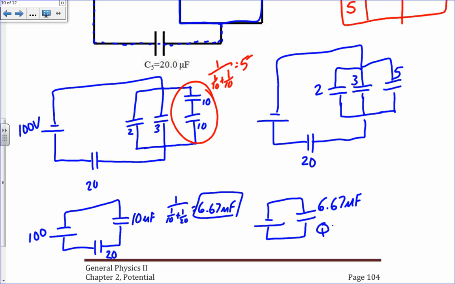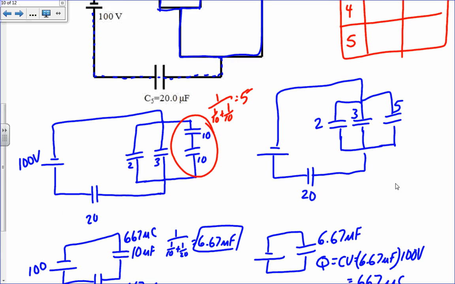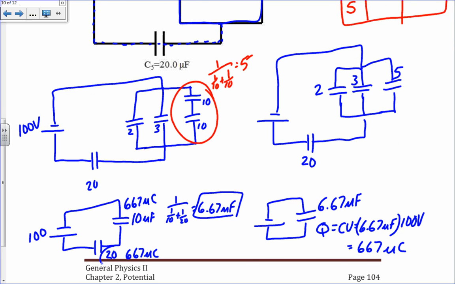I can find the charge on that capacitor. C times V, that's 6.67 microfarads times 100 volts, which is the voltage across this capacitor, 667 microcoulombs. All right, that's my equivalent capacitance, my equivalent charge. Capacitors in series have the same charge. So both of these capacitors have 667 microcoulombs. All right, but look, that's one of my answers because this 20 microfarad capacitor right here is C5. So how much was it? 667.